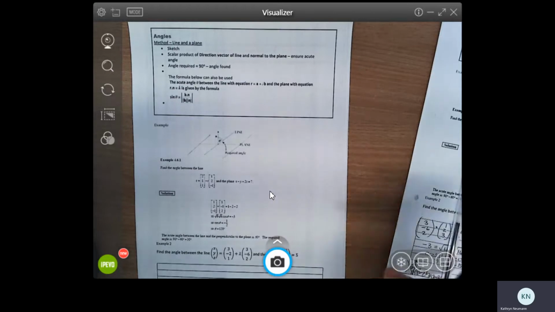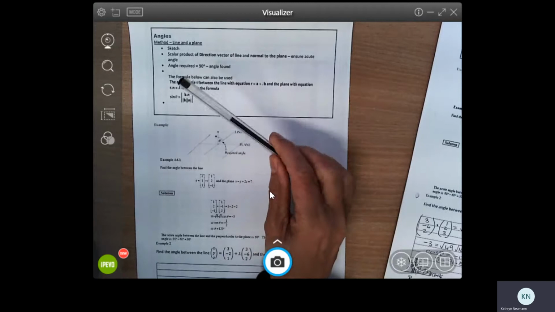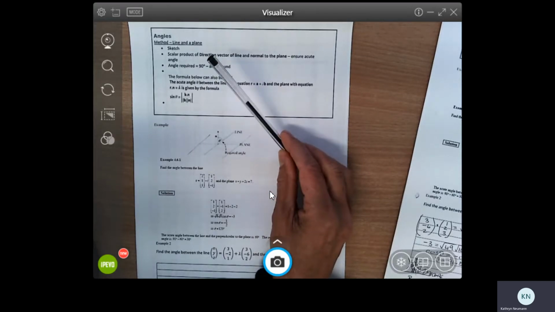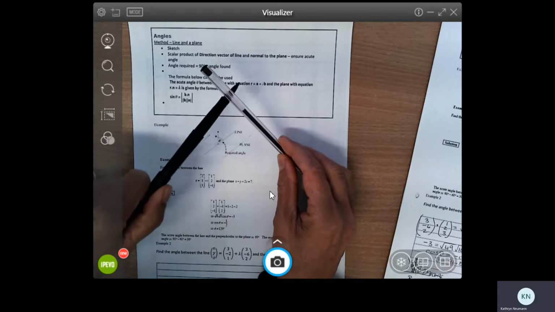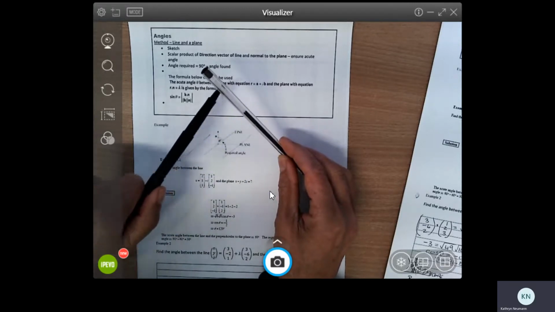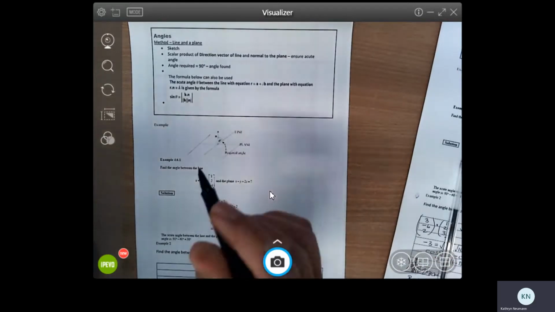So if we start off by thinking about trying to find the angle between a line and a plane, if my pen is representing the line, and I want to find the angle, I'd be trying to find this angle here between my pen and the desk. That's what I'd be looking to find. Now, there's a couple of different approaches.